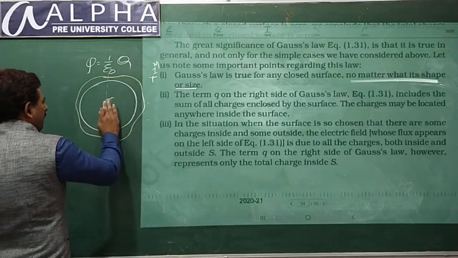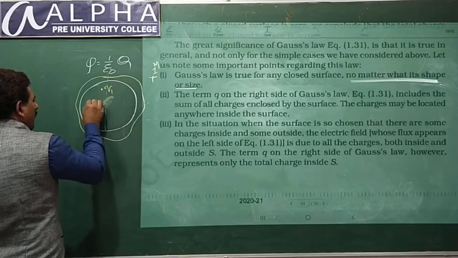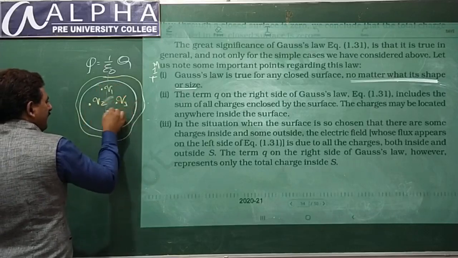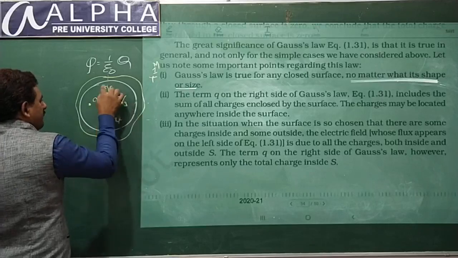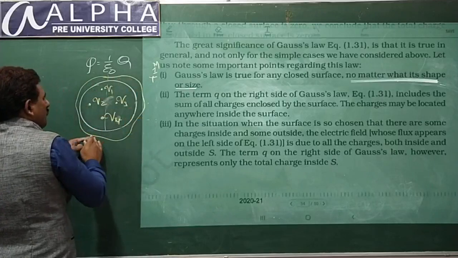Those charges can be anywhere inside. One charge can be in here, Q1. Other charge can be here, Q2. Third charge, Q3. Like this, discrete charges. But they are separate charges. There is clear separation between the charges. But all of them have been enclosed.